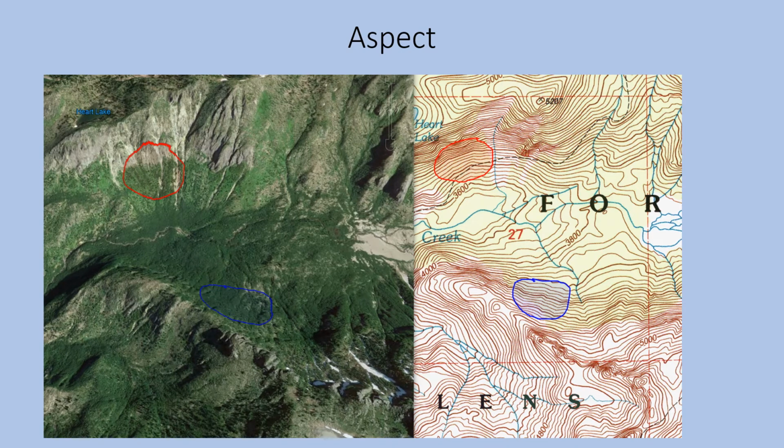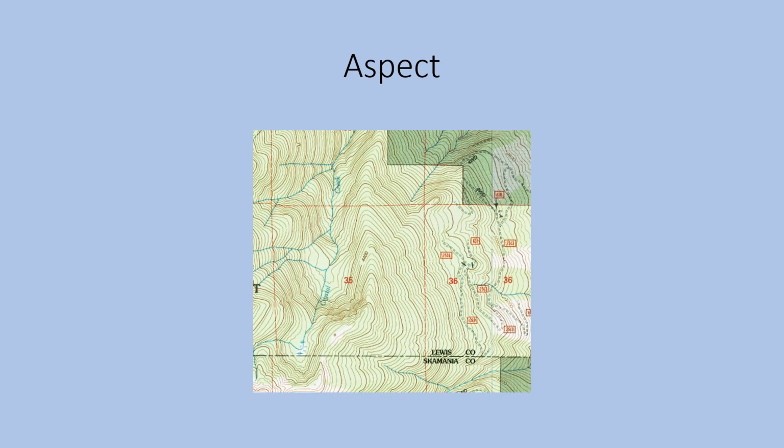Aspect refers to the direction a slope faces: north, south, east, or west. Weather and vegetation can be quite different between a north aspect and a south aspect. Including a reference to the aspect of your position can help others confirm your location.